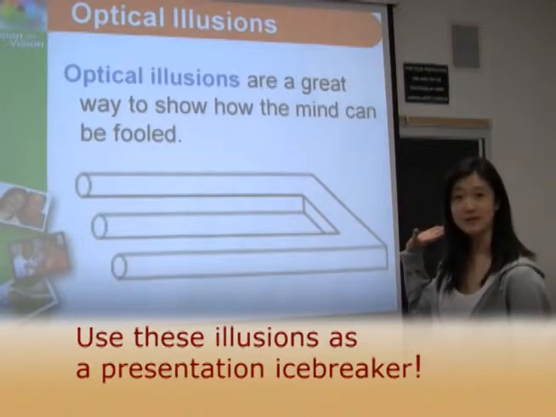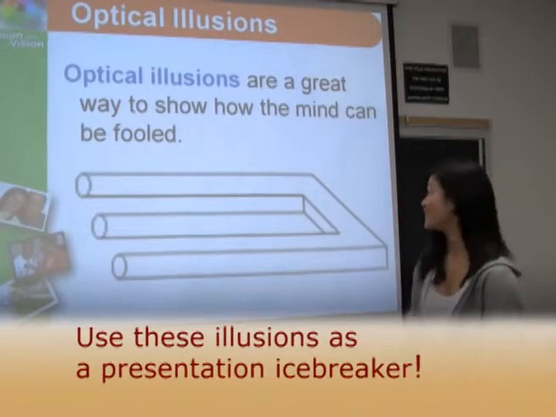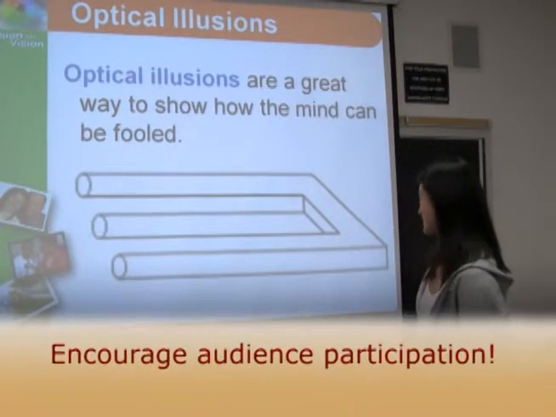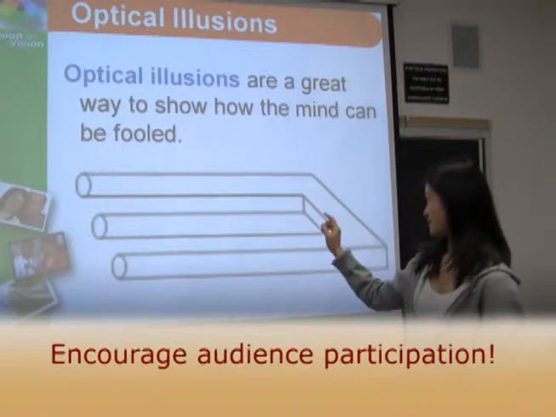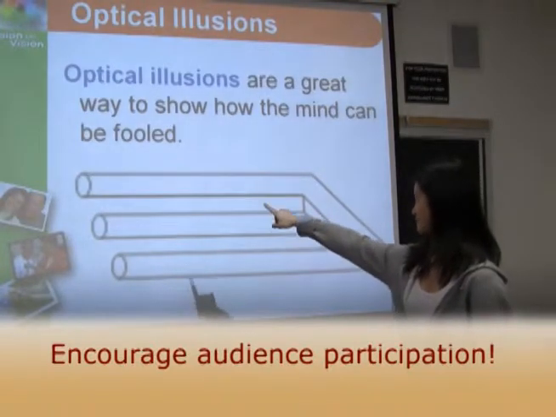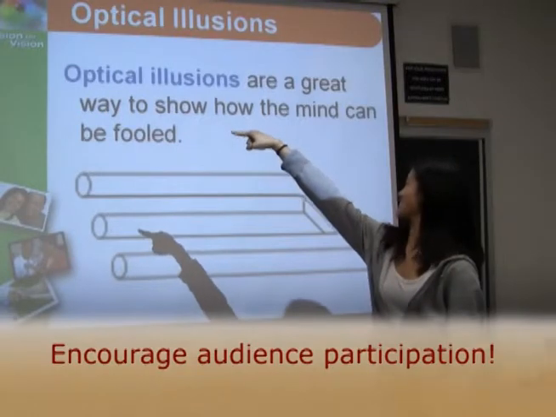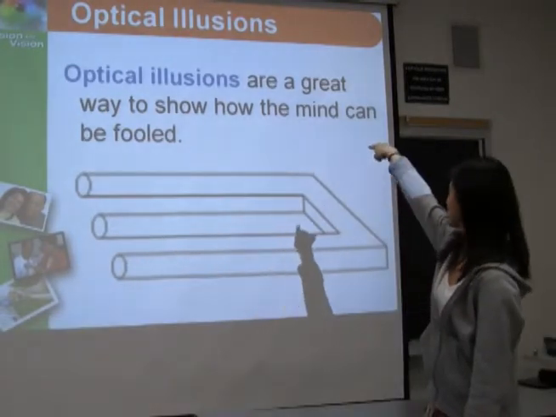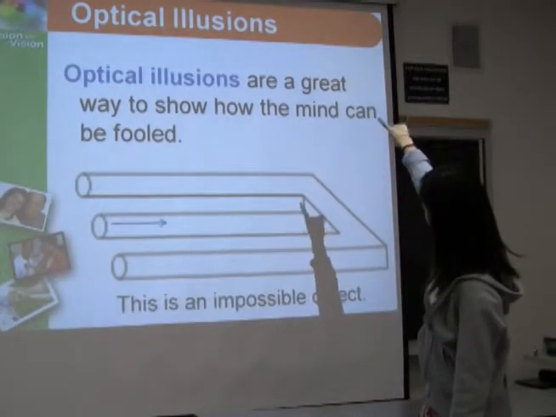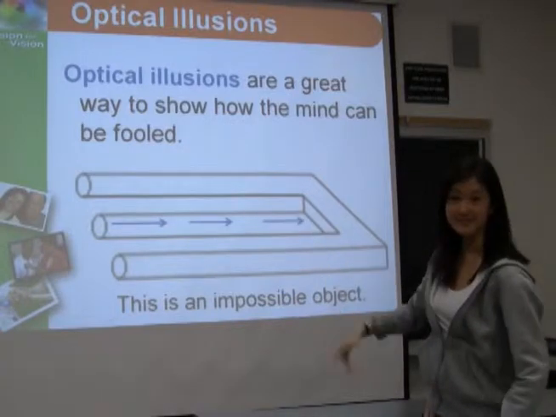So something to warm up, we have optical illusions for you. This one is actually pretty fun. If you look at the middle prong of that fork, right there, you can see that it doesn't actually connect to the actual fork. So this is an impossible object.